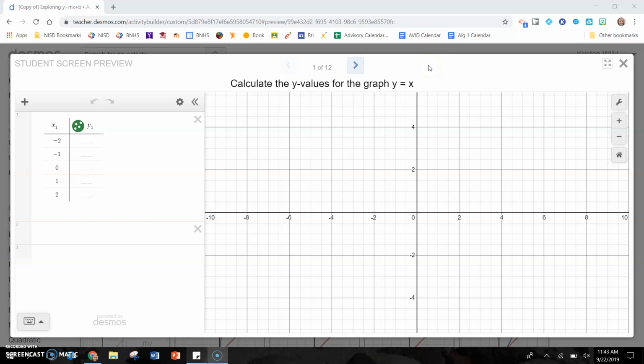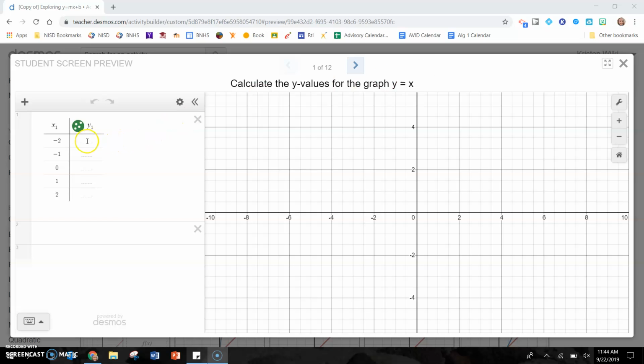Okay, so today we're going to talk about what we call the linear parent function. The linear parent function is the line y equals x, which has the properties of going through the origin and having a slope of 1. So meaning for every y value, the x value is exactly the same.